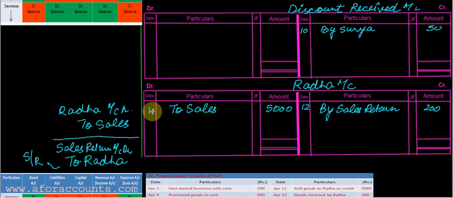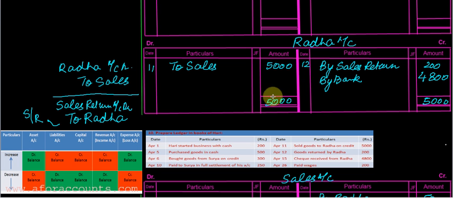Okay, bank account debit to Radha. So by bank here, 4800. See, Radha's account also got tallied, 5000 here, and this is also 5000. Date is 15th.